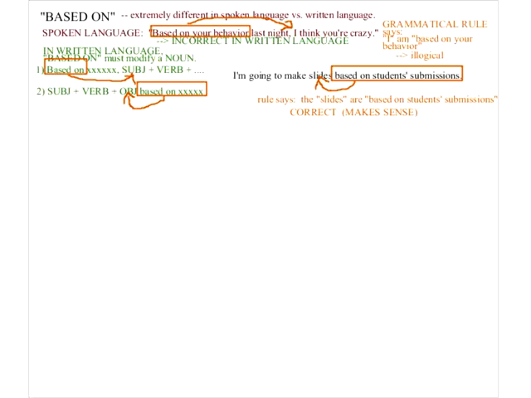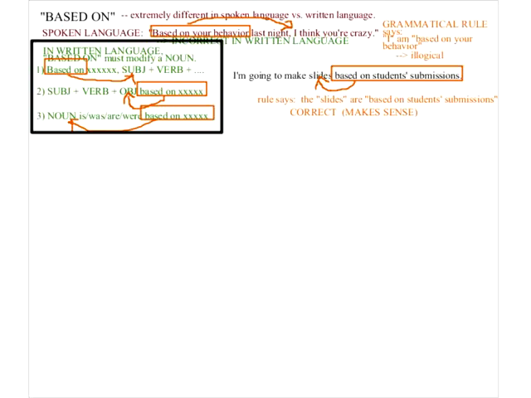And then finally, another way that you can use this is noun is or was or are or were "based on x, x, x." This is also a correct version. So in this case, this points to that noun. These are the three generally correct usages of "based on" that you're going to see. That's how you use "based on." Notice the key point of this presentation is do not use "based on" the way that people would use it in spoken language. Do not.